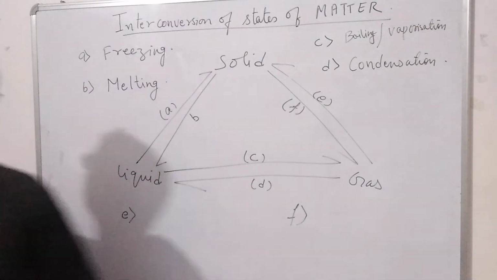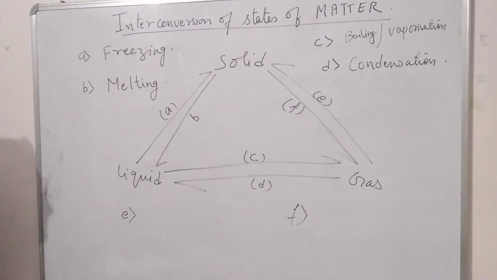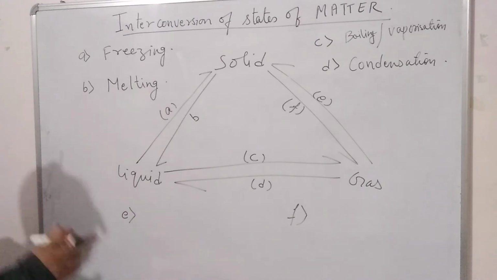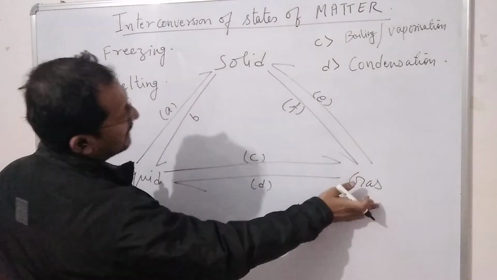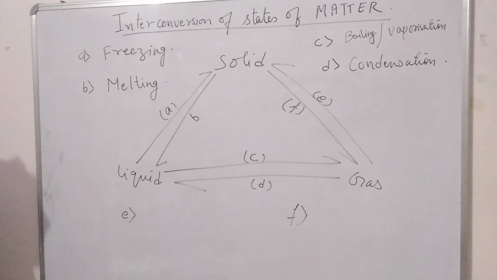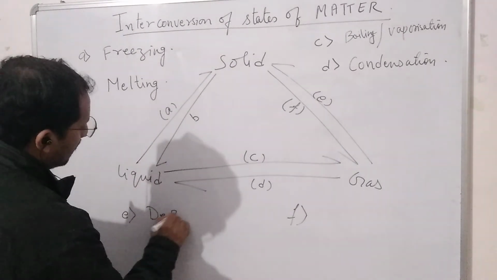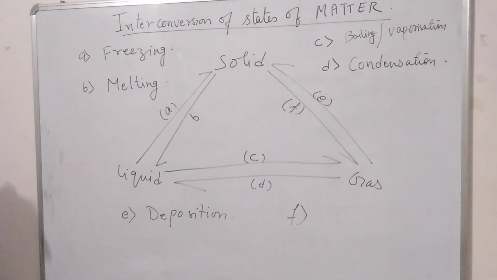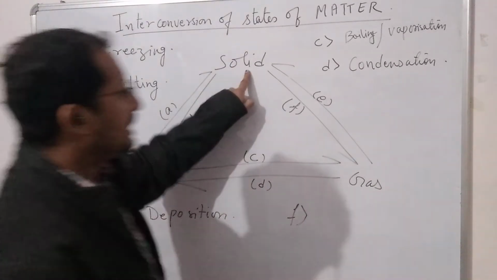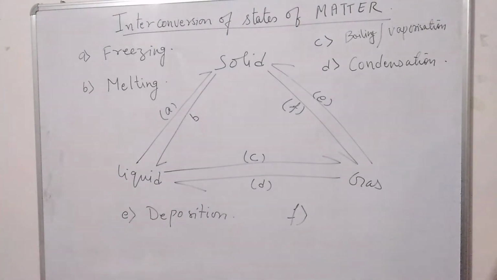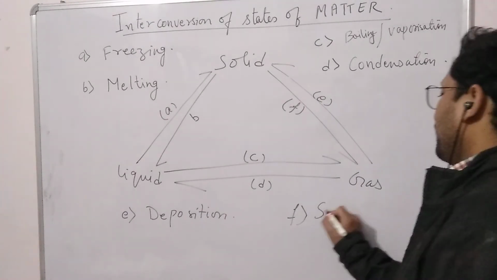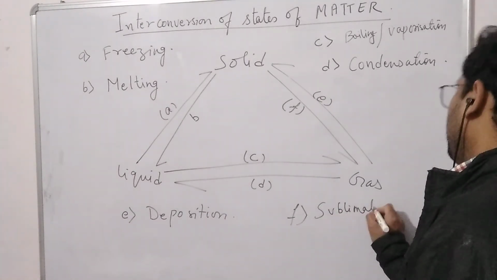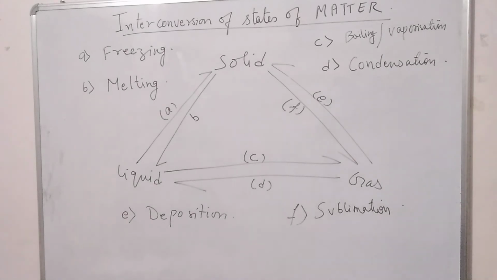What was that term we used, the process in which a gaseous state changes into solid state directly? That was deposition. Okay? And the process in which the solid state changes to gaseous state directly, that process is known as sublimation. Okay? So, this is the chart of interconversion of states of matter.